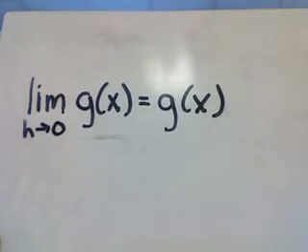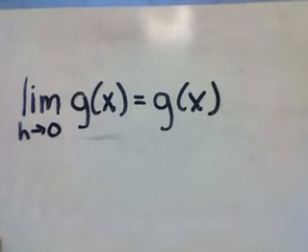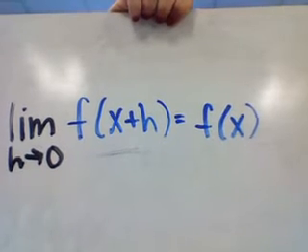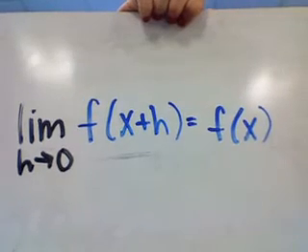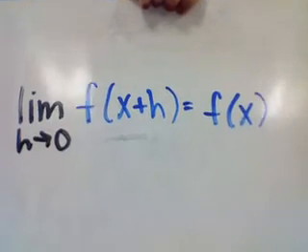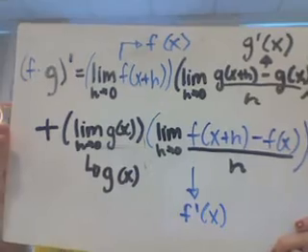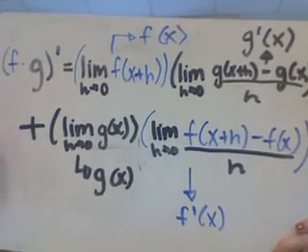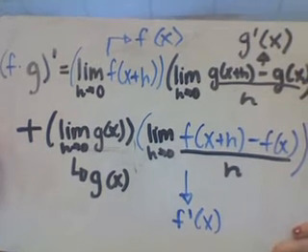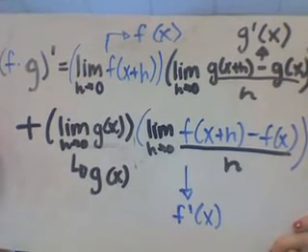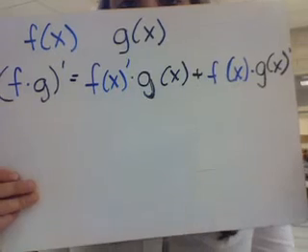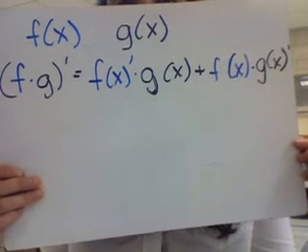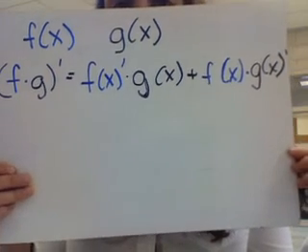Well, the limit as h goes to 0 of g of x is just g of x, since the limit of a constant is just the constant. And the limit as h goes to 0 of f of x plus h is just f of x, because h will go away as it gets to 0. Very good. So now we can use those four things, f prime of x, f of x, g prime of x, and g of x, to replace the four expressions in our other equation to get the finished product rule. The derivative of f times g equals f of x times g prime of x plus g prime of x times f of x.